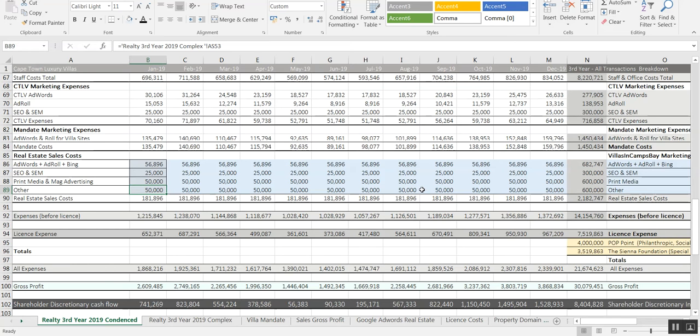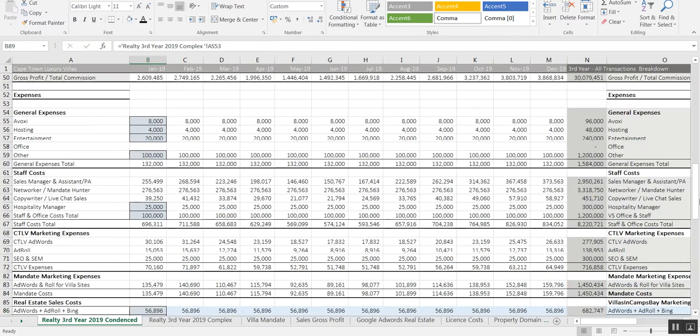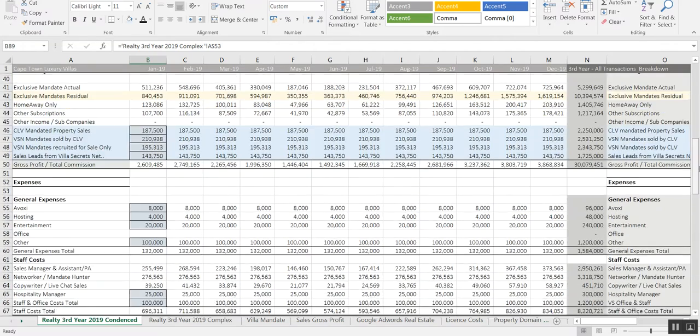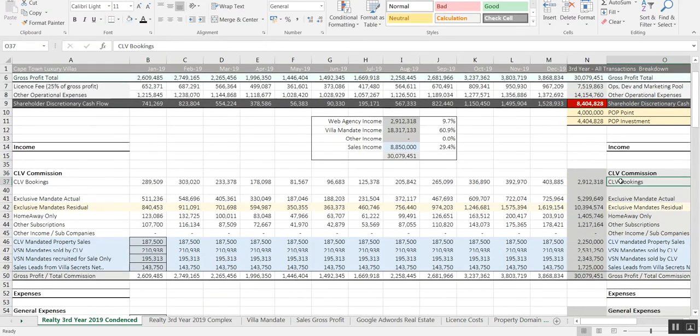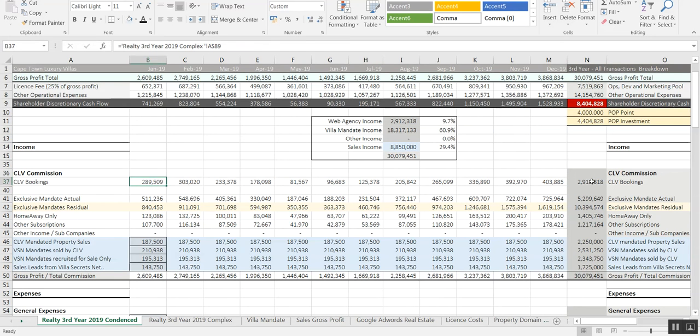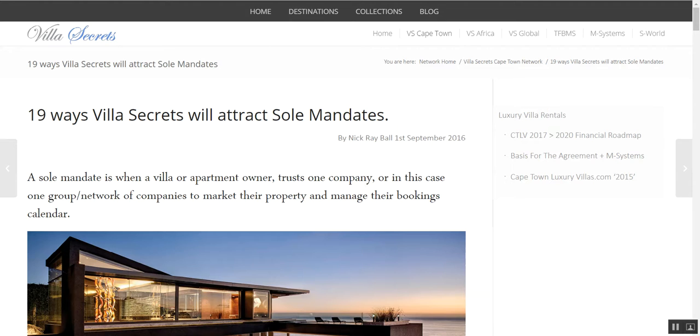Okay, we've talked about this website we're making, capeluxuryvillas.com. Now, we can see this income stream. It's only a little bit of the income. Yeah, here it is. 2 million, 2.9, 3 million. Now there's loads of material on how this works. This is basically one line from the original spreadsheet from the website that we tested in 2015 called Cape Town Luxury Villas. We can have a look at it. Why not?